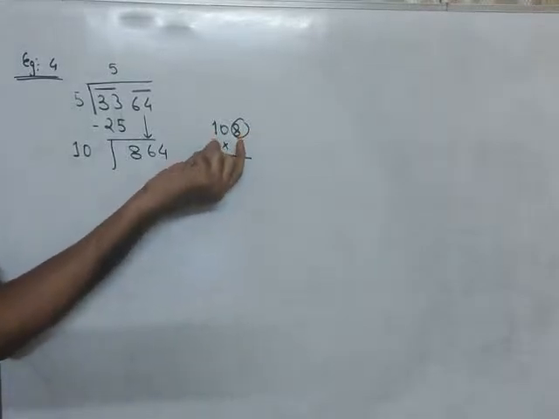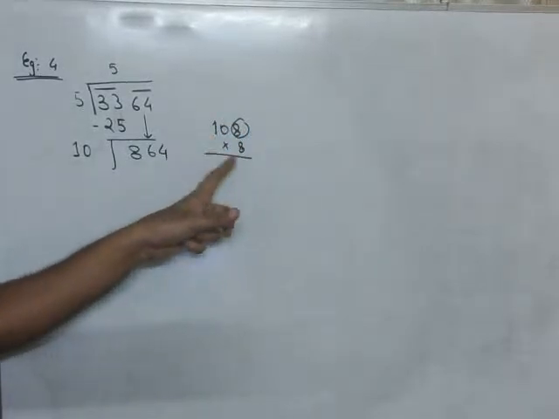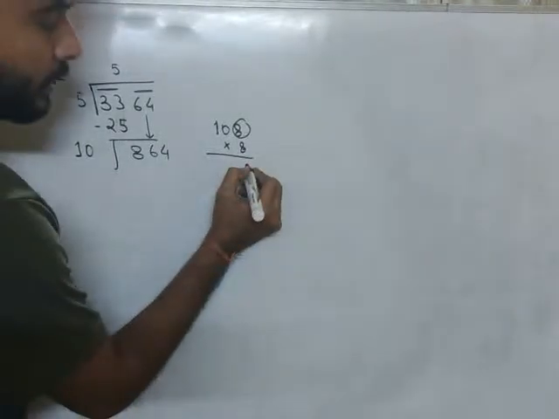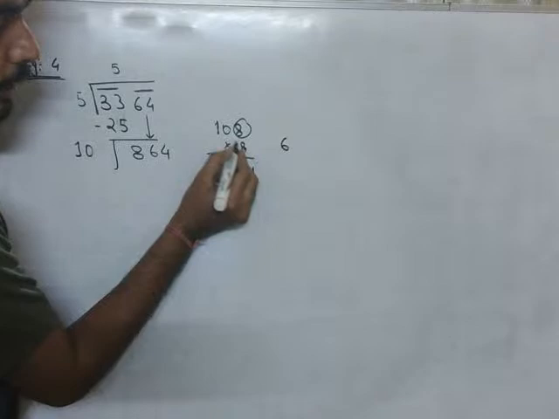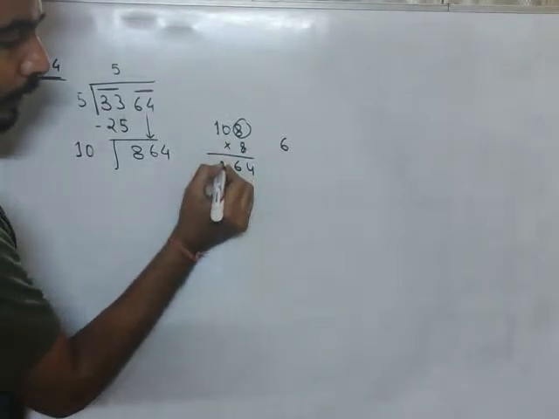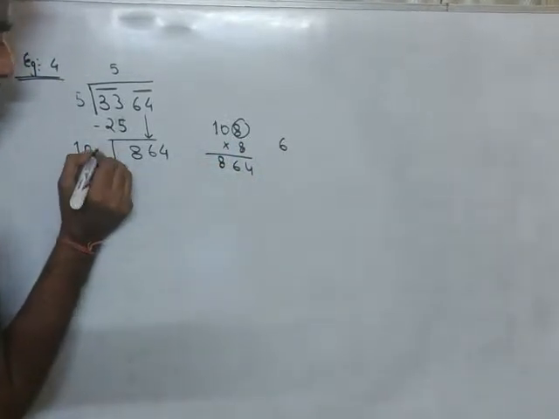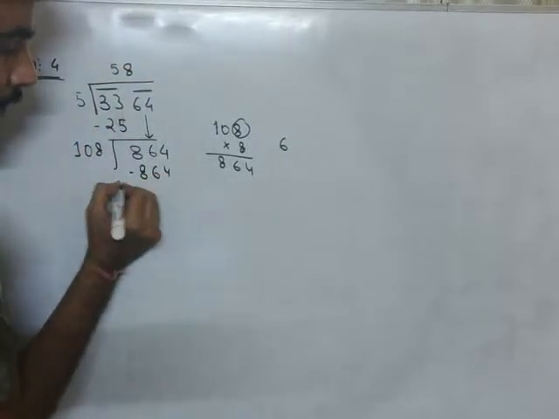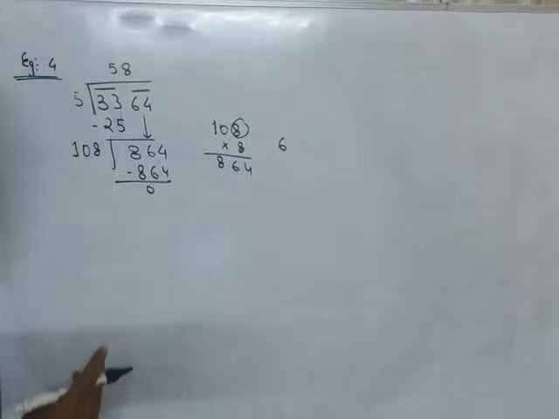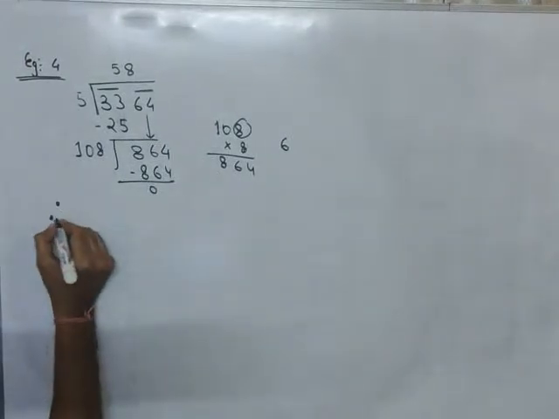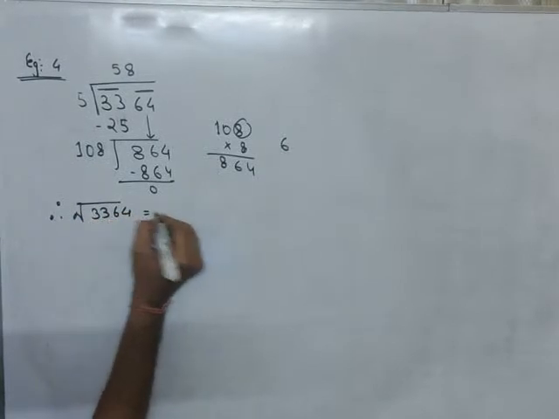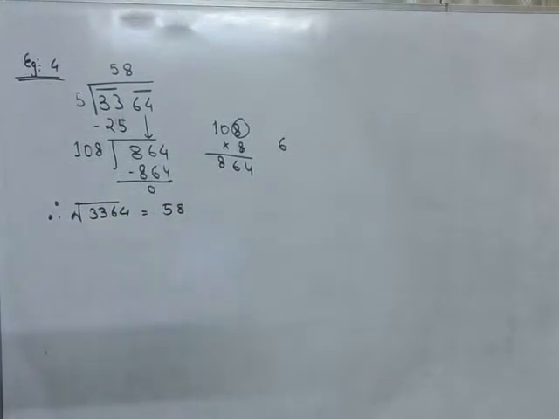I have written 8 here myself, so the whole number has to be multiplied with 8. Clear, this is the way. So 8 into 8 is 64, 4 written, carry 6. 8 into 0 is 0, 0 plus 6 is 6. 8 into 1 is 8. So my answer is 58. Therefore the square root of 3364 is equal to 58.